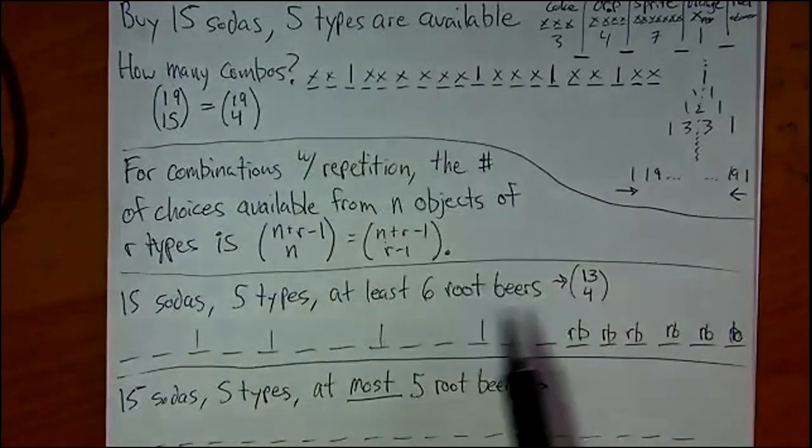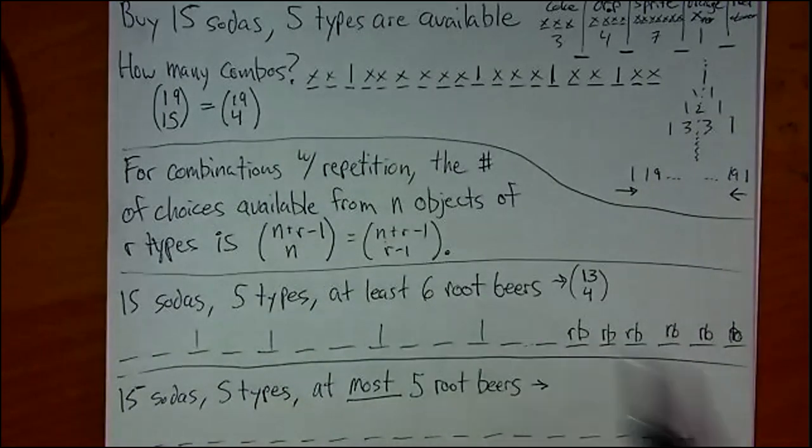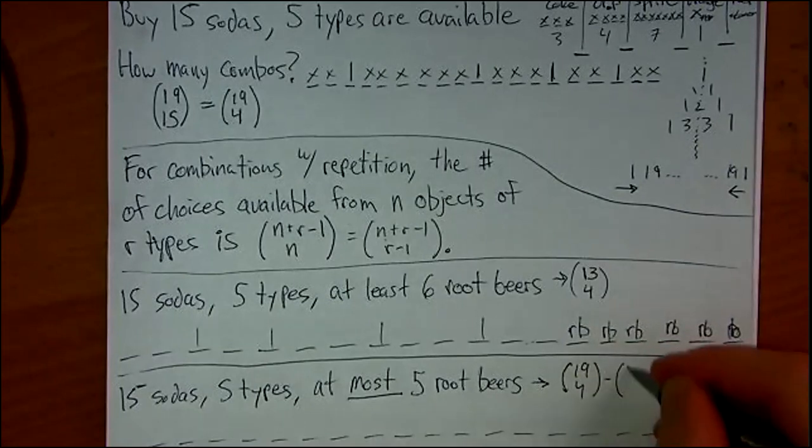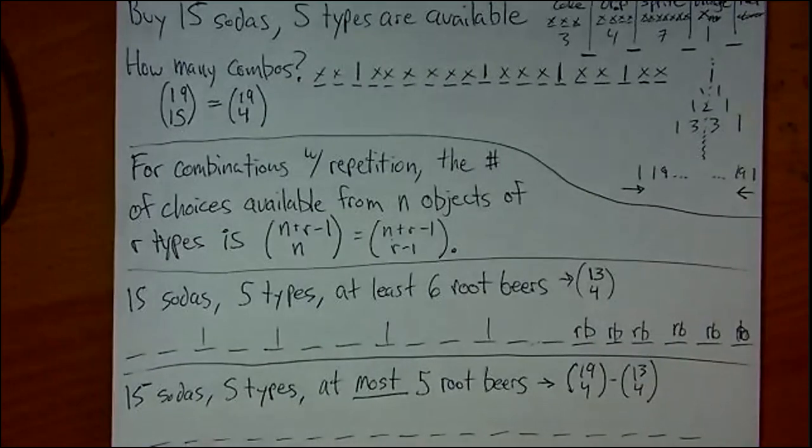We could take the total, subtract off at least 6 root beers, and we'll get, as a result, at most 5 root beers. So what we would get is 19 choose 4 minus 13 choose 4. Right? Or you could do it David's way. It would just take a little bit longer. You could say, okay, what's the situation with 0, 1, 2, 3, 4, or 5 root beers, and add all of those up. Either way works. This way is just a little shorter. What do you guys think? It's good?